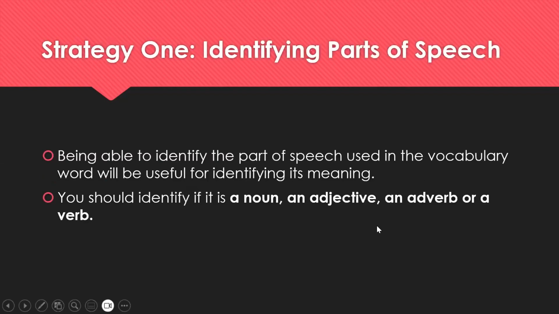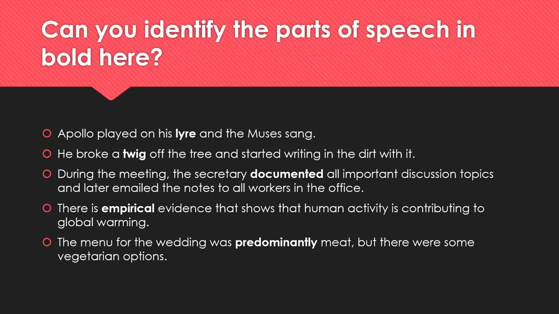Let me just click forward to here. Okay. Your task for this question is I'm going to read out the sentence. You've got a word in bold and you need to identify what part of speech it is. That's it. Nice, simple task. So first one, Apollo played on his lyre and the muses sang. What part of speech is that? Oh, hang on, I have to flick down to the end. It's a noun, correct.